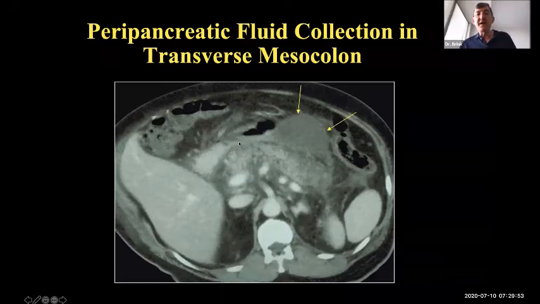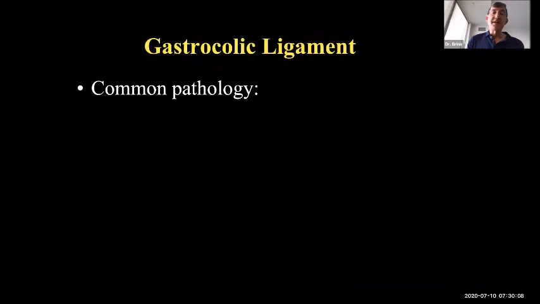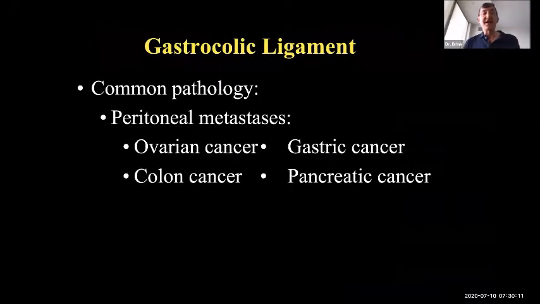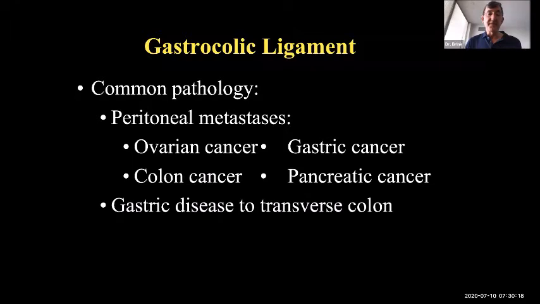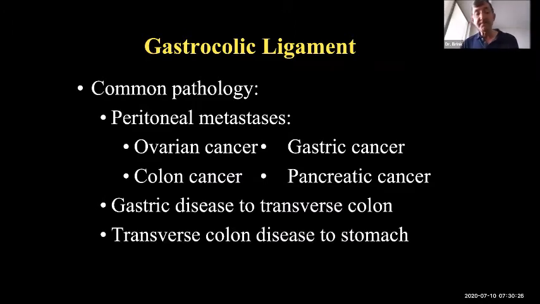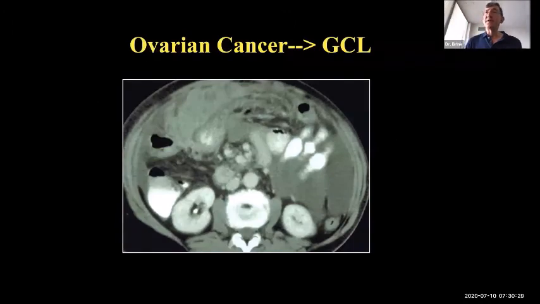All right, so here's what some might call a pre-pancreatic fluid collection, just ventral to pancreatitis. But I submit to you this is actually opening up the potential space in the transverse mesocolon as I've just mentioned. Now, the gastrocolic ligament is a very common site of pathology in the setting of peritoneal carcinomatosis. The big four tumors that do this are, of course, ovary, stomach, colon, and pancreas. It's also a common site of disease for the direct spread of disease from stomach to transverse colon and transverse colon to stomach. All right, so certainly carcinomatosis is well known to you.